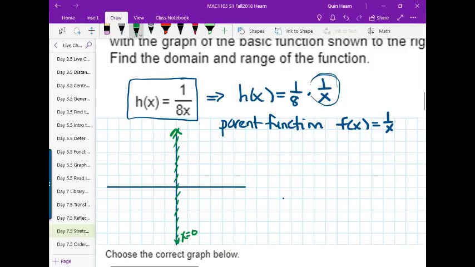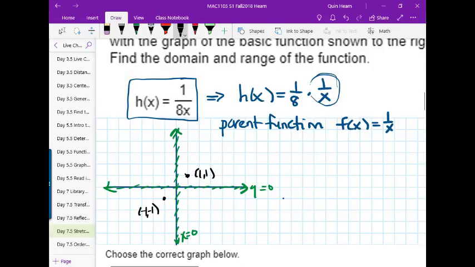Every point along this line has an x-coordinate of 0. So this is x equals 0. And then along the x-axis, every point has a y-coordinate of 0. So this is y equals 0. So don't get those two mixed up. And then the key points that we graphed were 1, 1, and -1, -1.